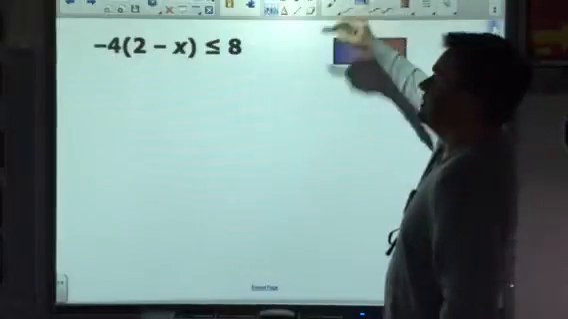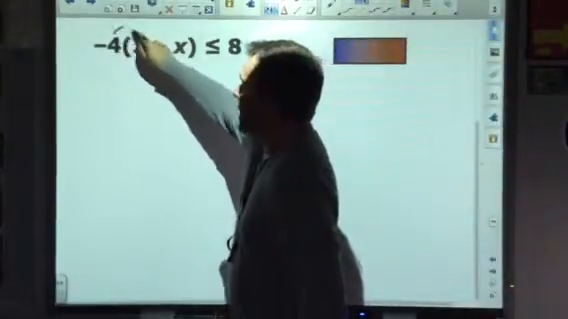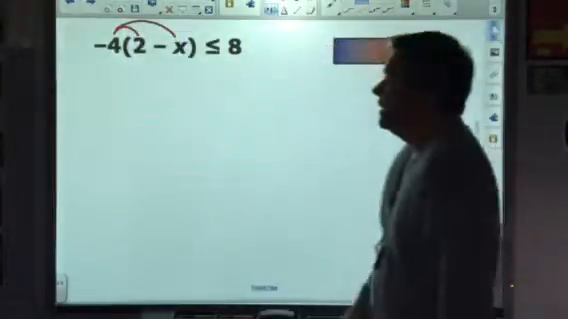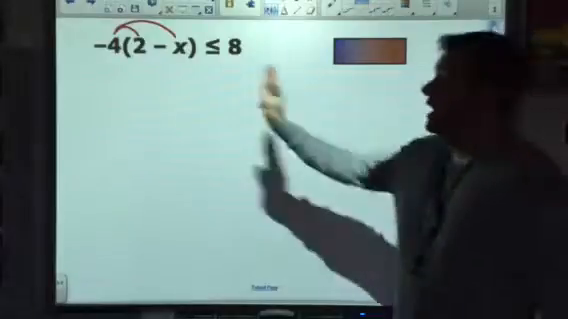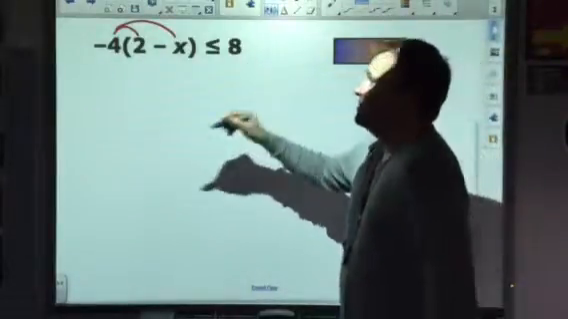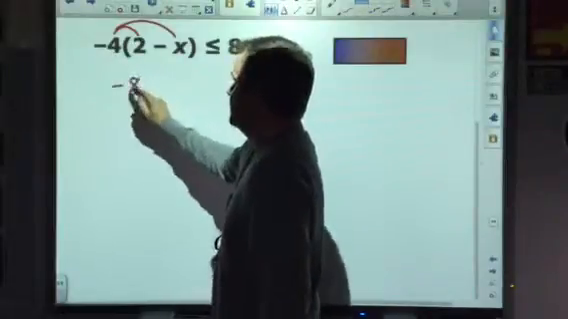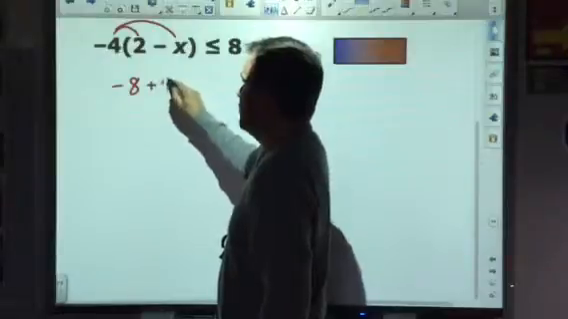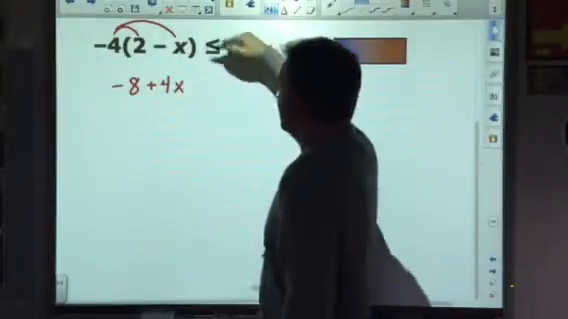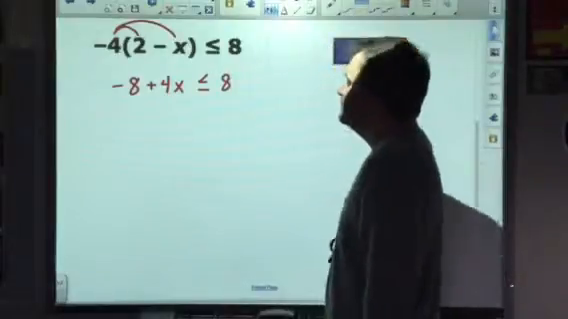Okay, so what you should notice that's happening is we have -4 being multiplied to both of these. There's really two ways that you can tackle this. You can go ahead and do the rainbow math, so we'll do that first. So -4 times 2 is -8. -4 times this -x is going to give me a +4x. Nothing happens over here. It's just less than or equal to 8.